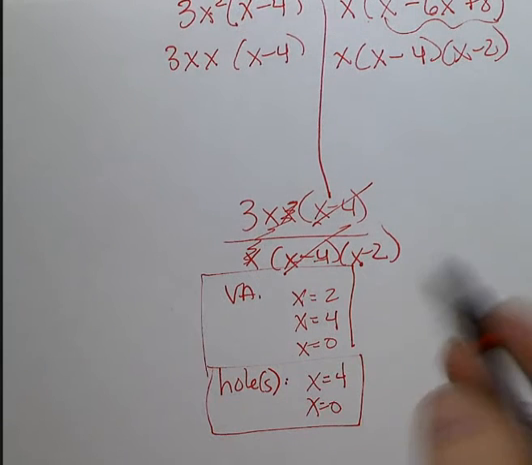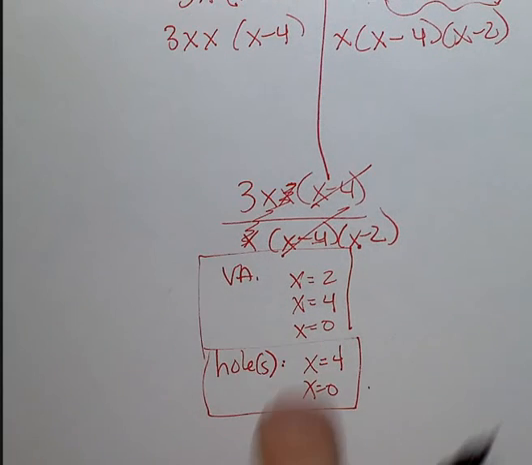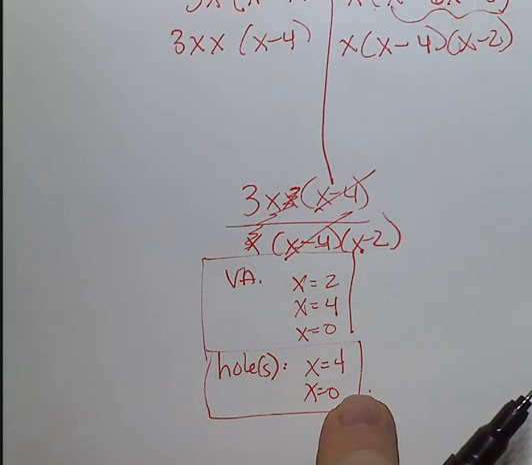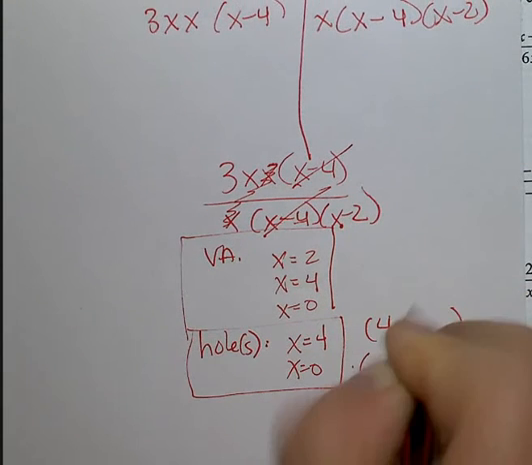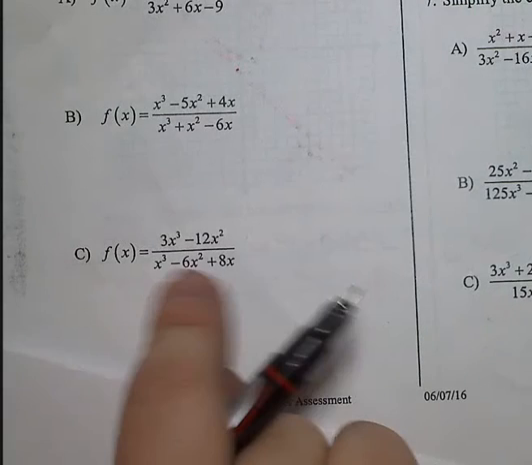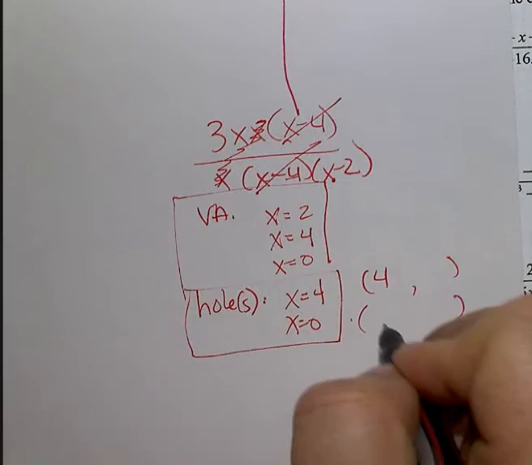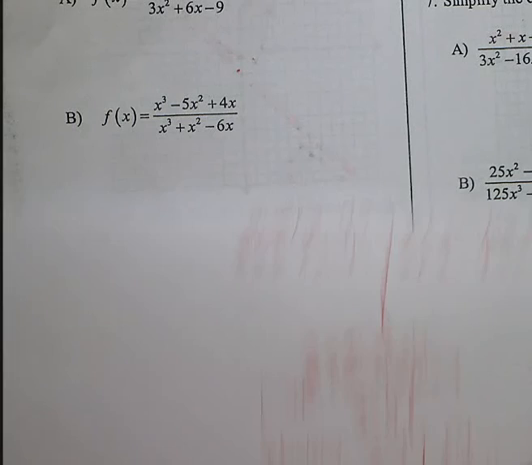And if they asked you to find not just the x value where there's a hole, but to actually write the ordered pair, you would plug 4 into the original problem and solve to get a number, or you'd plug in 0 into the original to solve for y.